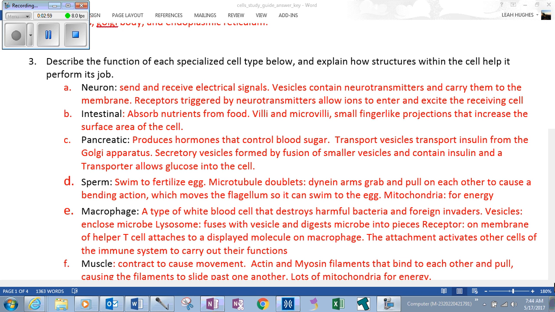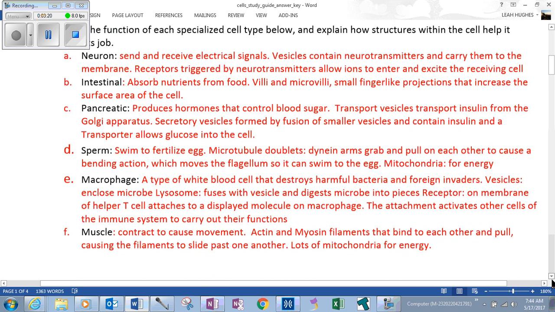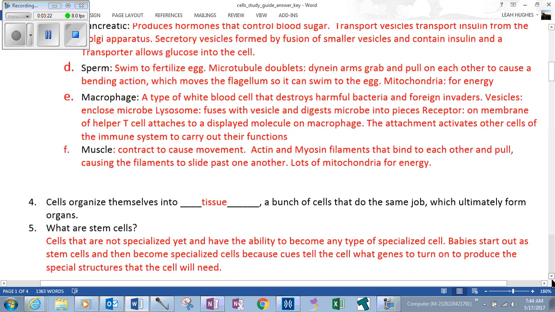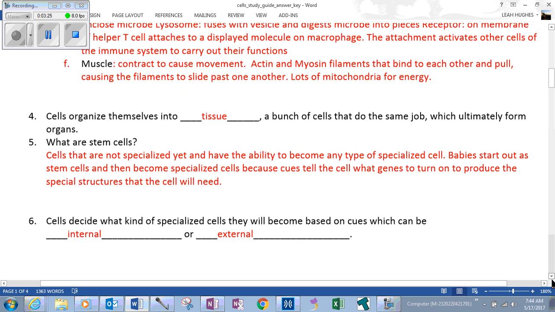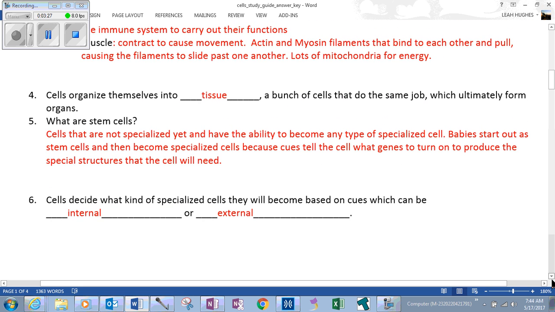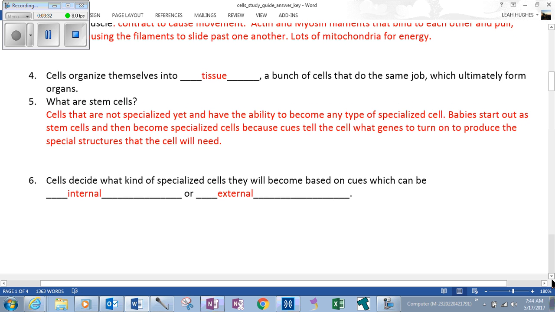Vesicles enclose microbe. Lysosome fuses with vesicle and digests microbe into pieces. Receptor on membrane of helper T cell attaches to a displayed molecule on macrophage. The attachment activates other cells of the immune system to carry out their functions. Muscle. Contract to cause movement. Actin and myosin filaments that bind to each other and pull, causing the filaments to slide past one another. Lots of mitochondria for energy.